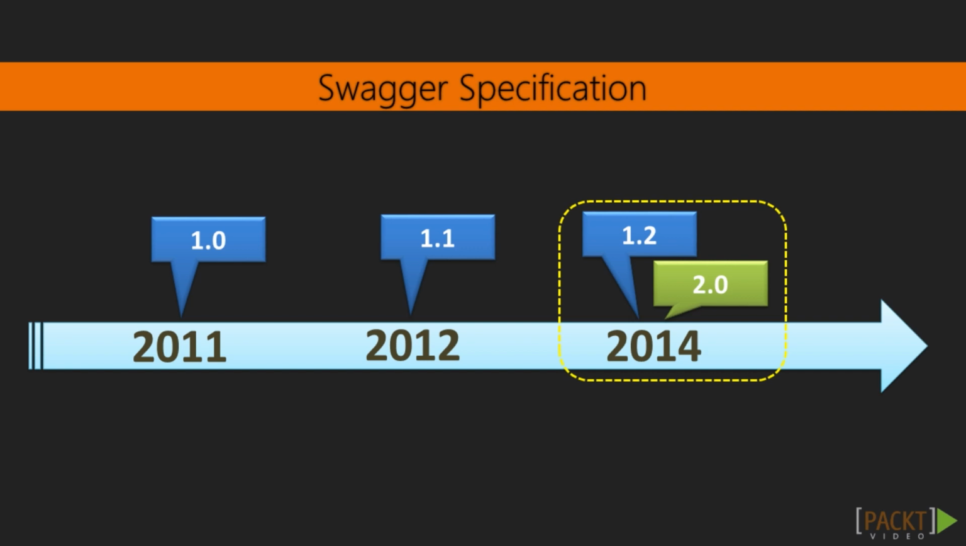It is worth noting that starting January 1st, 2016, the Swagger specification has been donated to the Open API Initiative, OAI, and has been renamed to the Open API Specification.